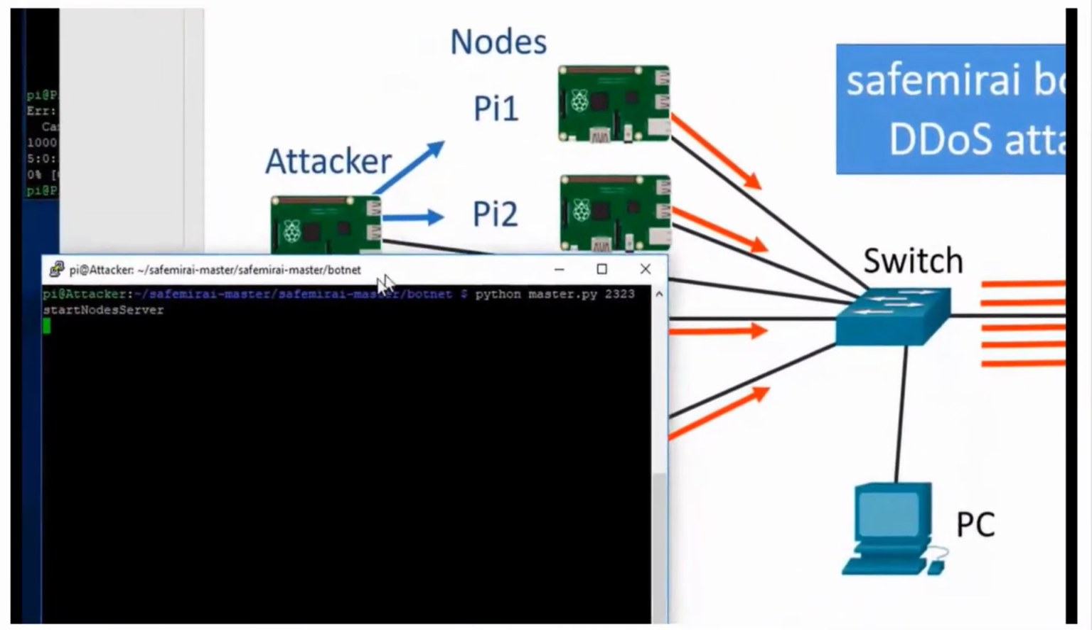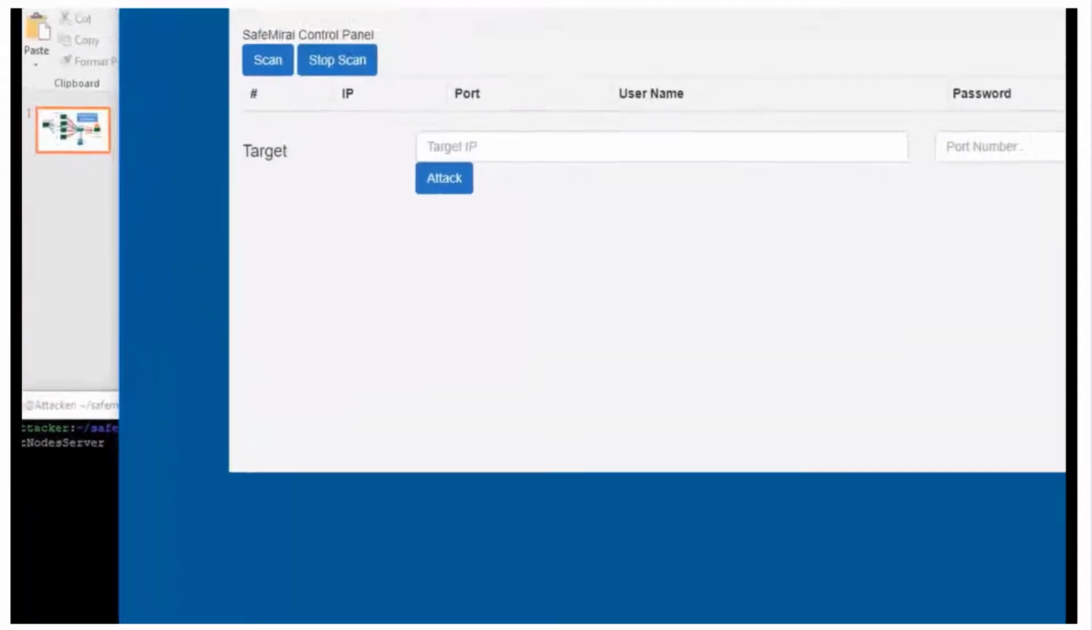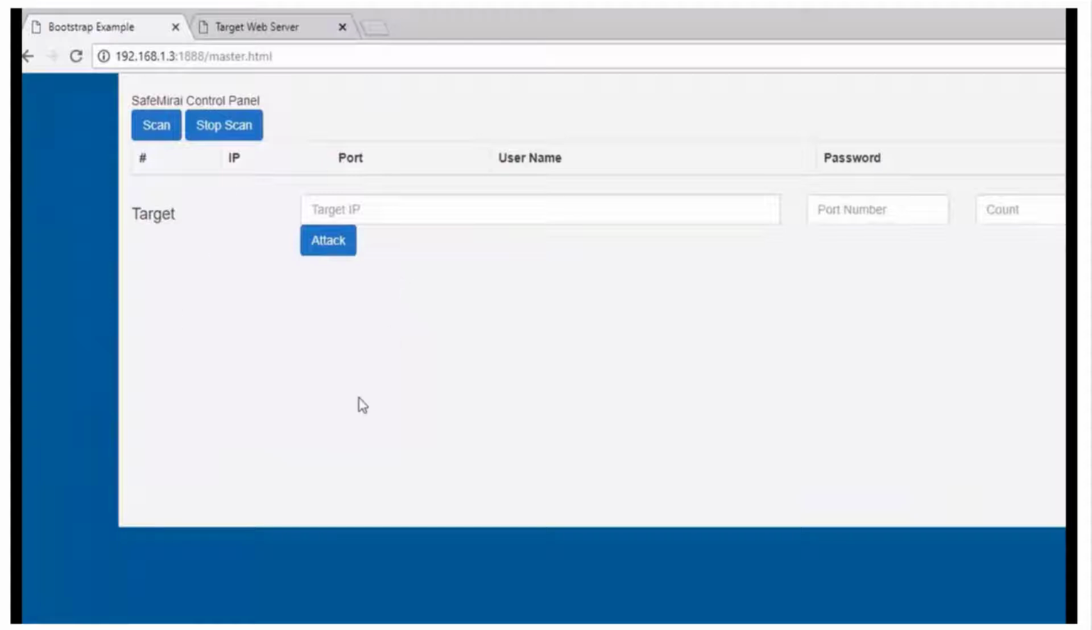So the attacking Raspberry Pi has started. What I can do is open up my web browser and look at the browser-based interface, and you can see here it is, the Safe Mirai Control Panel web browser interface, and I'll start a scan and scan the network to see if there are some vulnerable nodes, which in this case are those Raspberry Pi node machines, and we'll see if it can find those nodes and log into the nodes because they're using a default username and password of admin.